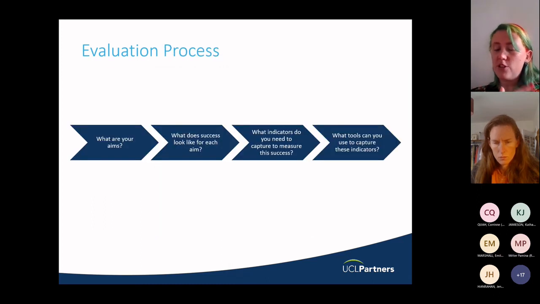So just a quick overview on how you think about doing your evaluation and get it embedded into what you do. Just go back to your aims and say, what are my aims? What might success look like for each of those aims? So what is it I'm hoping to achieve? What would make me go, tick, I've done it? What sort of indicators might you need to actually be able to say that I achieved it?